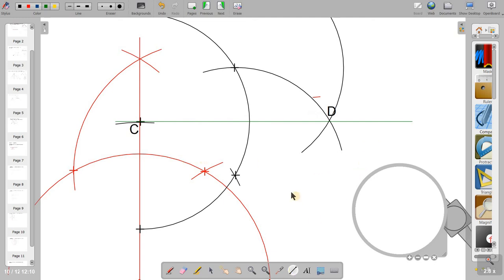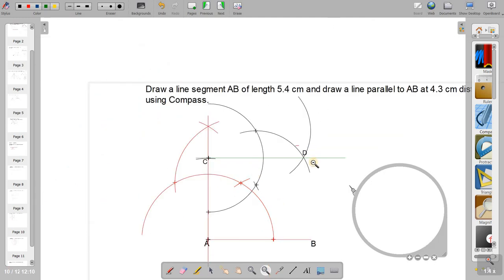Okay, now CD is parallel to the given line, which you can see after zooming out. CD is the line which is parallel to the line AB. This is how using compass we draw a line parallel to another given line. Thank you.